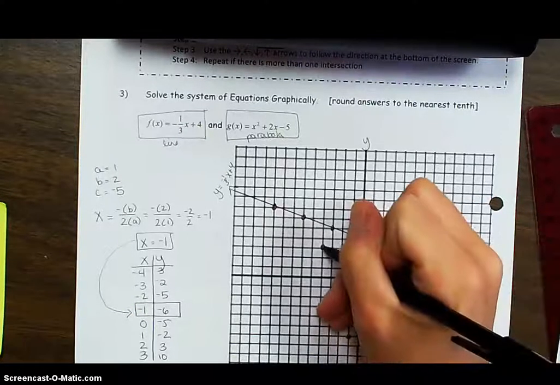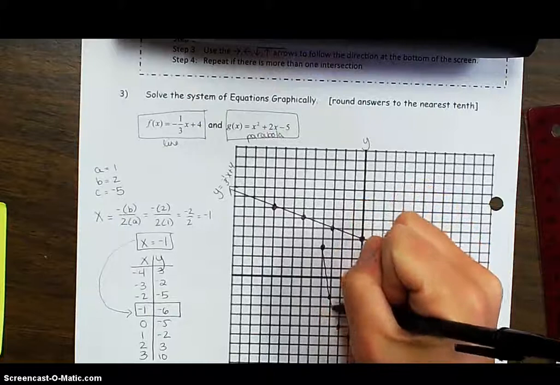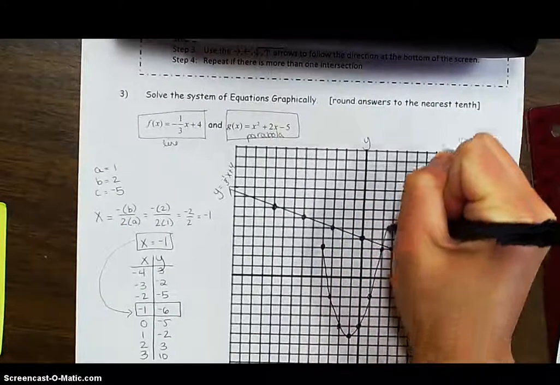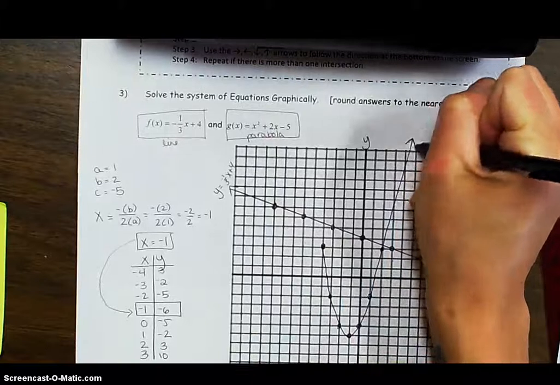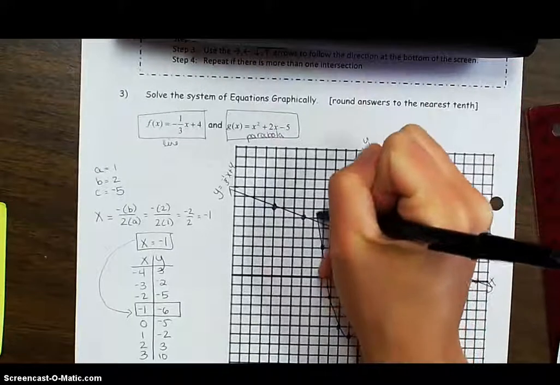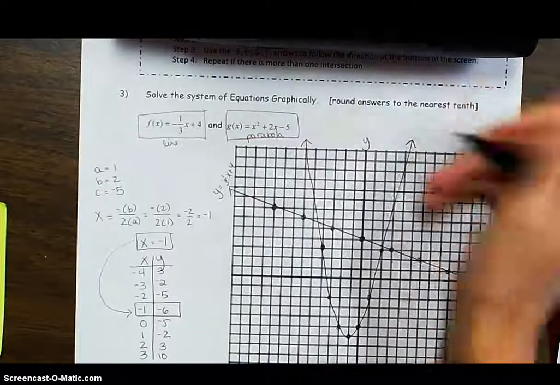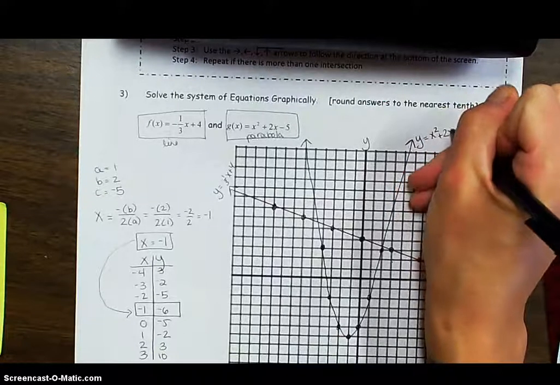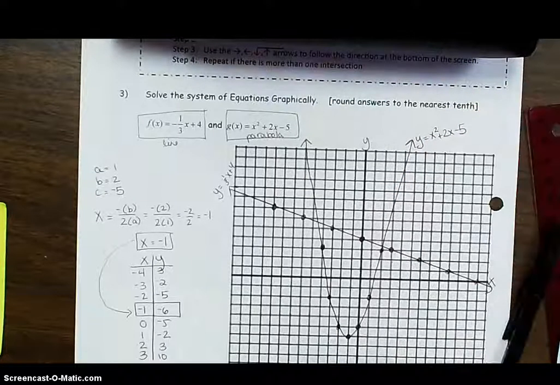Okay, so now remember, when we graph our parabolas, we go down, we follow it, and we are always going to continue our parabola up and out. So upwards and outwards, all the way to the top of our graph. So we get y equals x squared plus 2x minus 5.